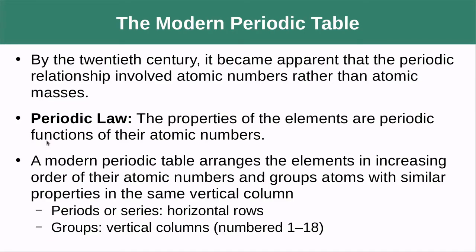As we move on, we get to the modern periodic table, and one of the big differences is that we started to move away from mass, because we started to realize that the relationships really involved the atomic numbers, and that we should be arranging the periodic table according to this instead. So our modern periodic table arranges the elements in increasing order of atomic number, and it groups elements of similar properties into the columns, the vertical columns in the table.